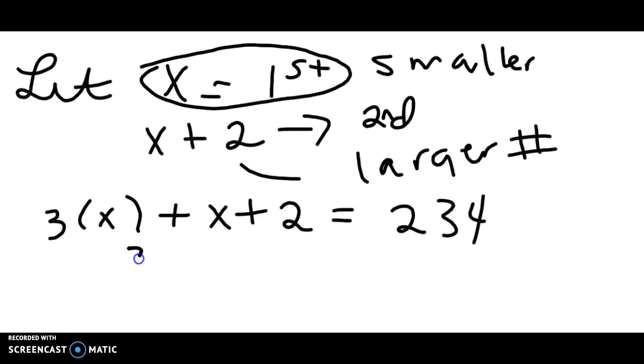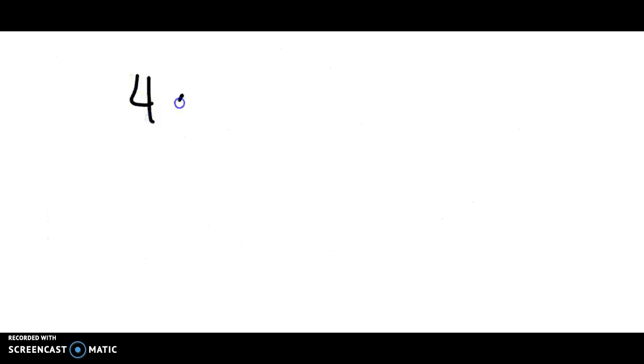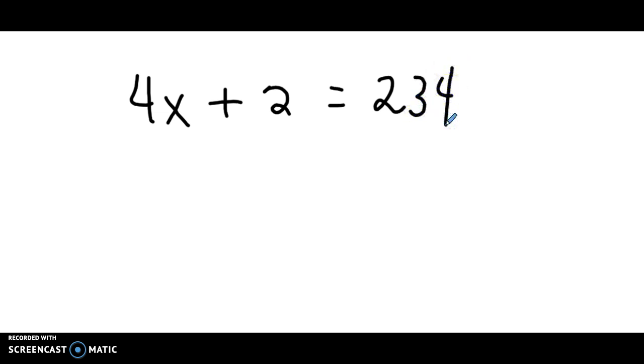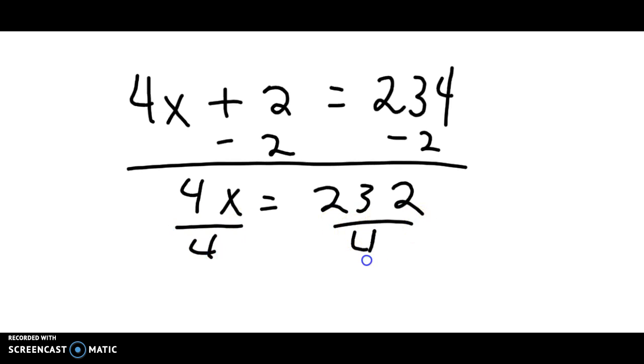So now 3 times x is 3x plus x plus 2 equals 234. So we're going to do the same thing. We're going to combine our like terms. So 3x plus x is 4x plus 2 equals 234. Okay, so we're going to solve for x by subtracting 2 from both sides. And then, of course, divide by 4. And x equals 58.